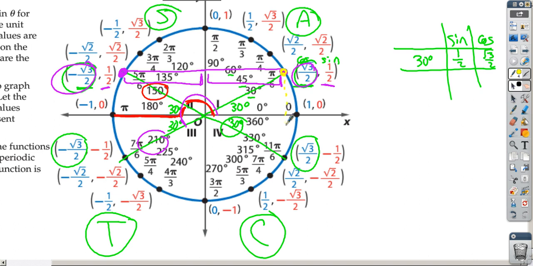Okay, notice that this x-coordinate right here is actually the same as this x-coordinate right here. You're going the same distance away from 0. So that's why this is positive root 3 over 2. That's positive root 3 over 2. So if you know 30, you also know 150, 210, and 330. And vice versa for the other one.